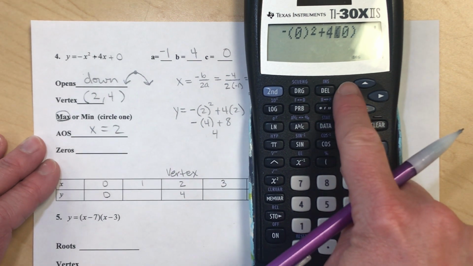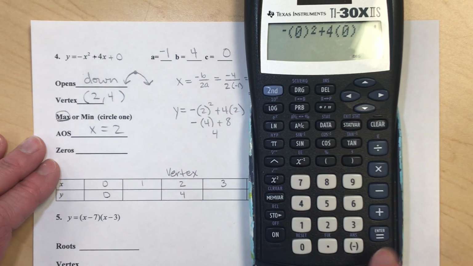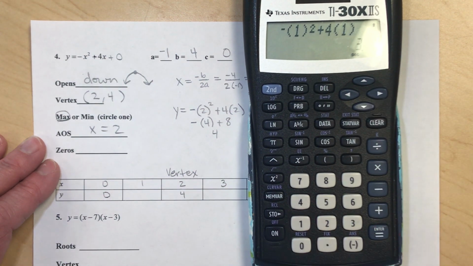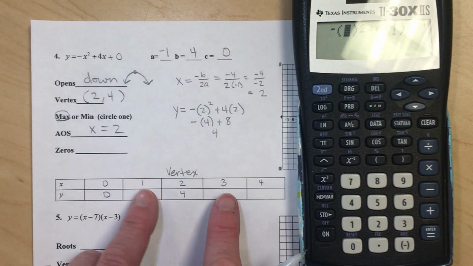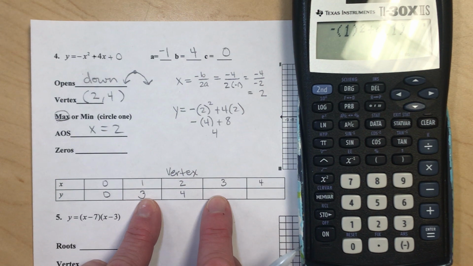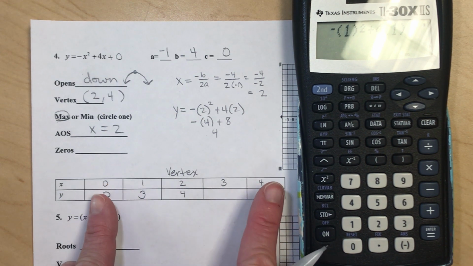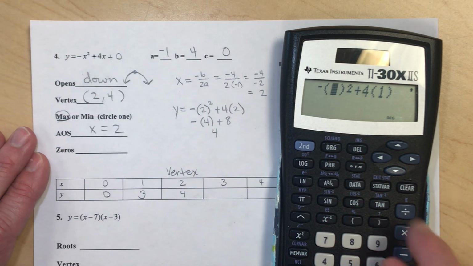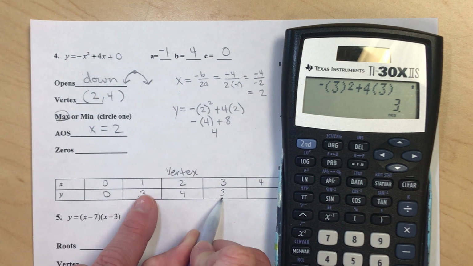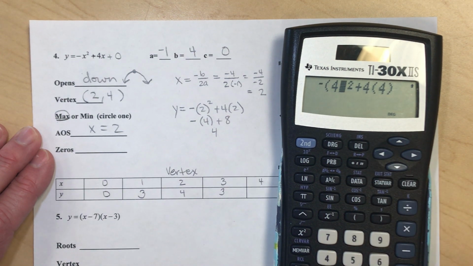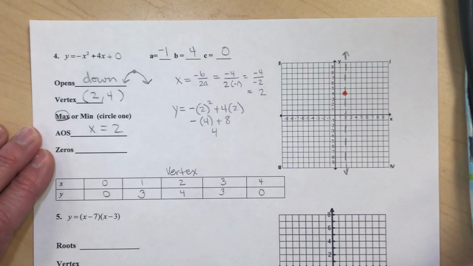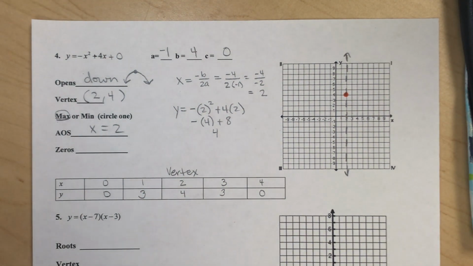Now I can go back, and I can rewrite over my 0 the number 1, because I'm going to substitute 1 in next, and I get 3. Now knowing this is supposed to be symmetric, I should have the same values here, 1 away from the vertex on either side, and then 2 away from the vertex on either side. So I'm going to rewrite over my 1. I'm going to put the number 3 in here and here. And notice how I get the same thing. Those should be symmetric. And then again, plugging in 4, and I get 0.